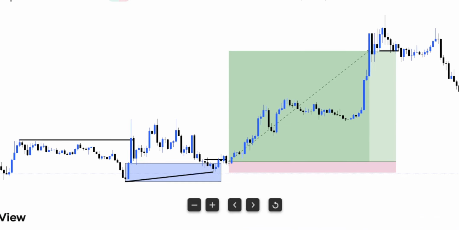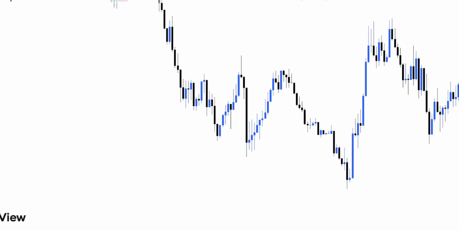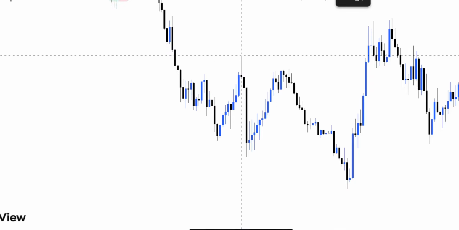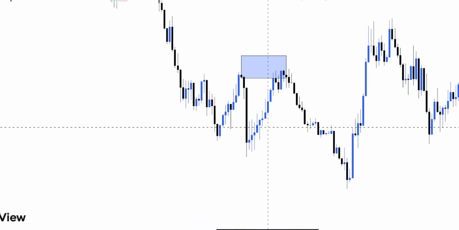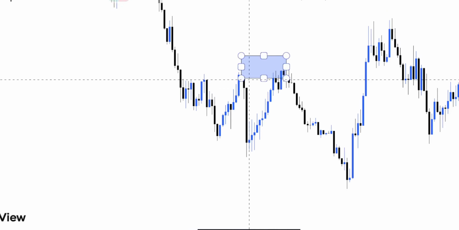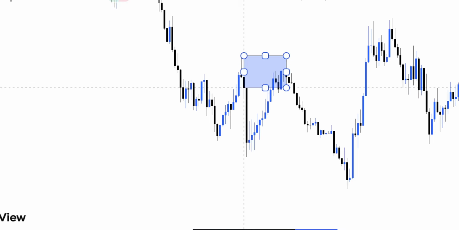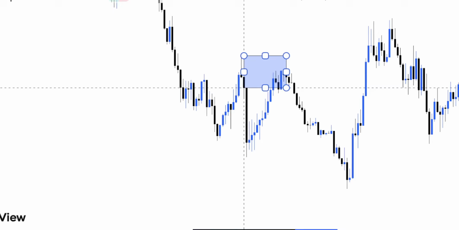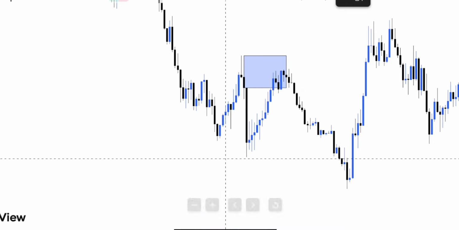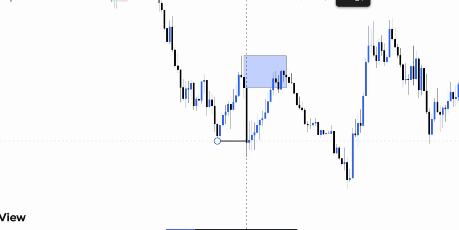Let's look for another example. We have here a supply market. This is our supply. We have strong imbalance, as you can see. Let's mark it up until here. Maybe the close of this bearish candle. We can also identify break of structure.